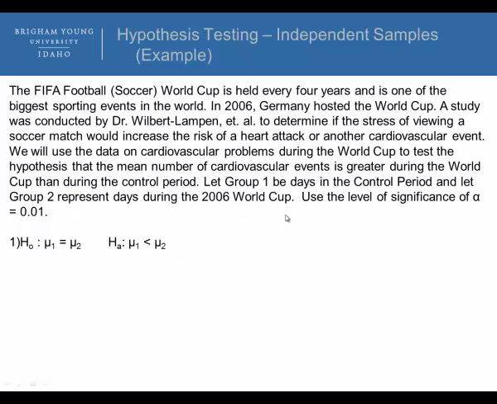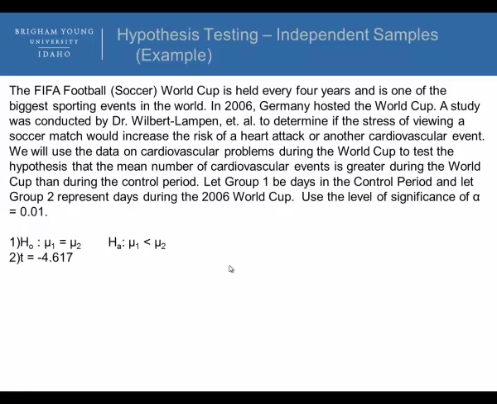Here's kind of a twist, because it asks whether the mean number of cardiovascular events is greater during the World Cup than during the control period. But then I said let group 1 be the control period and let group 2 represent days during the World Cup. Because of how it's worded, and it's also written this way in the textbook, since group 1 is a control group, and since we're looking to see if group 2 is greater than group 1, I have a less than symbol here. You can switch it around if you want to, or say mu2 is greater than mu1, but I wrote it like this, okay? You could do it either way so long as you keep track of it, okay?